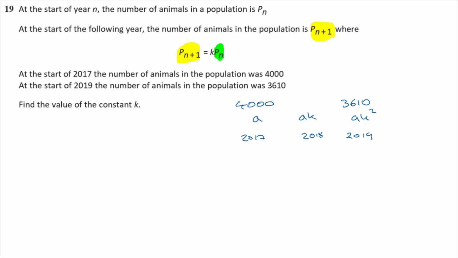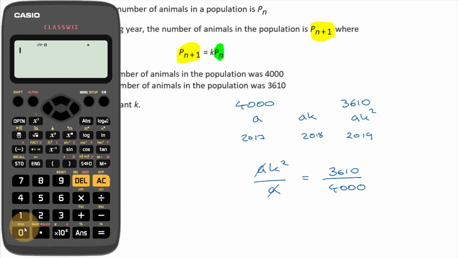So if I take ak squared and I divide it by A, I should get k squared, shouldn't I? So ak squared is 3610. A is 4000. So divide that by that. I'm left with k squared. So what's that? I'm just going to tap it into my calculator, see if it can simplify that fraction a little bit for me. Well, a little bit. That's 361 over 400. I was hoping it might cancel it down a little bit more than that. I think I could have managed to scratch a zero off myself. Calculator, thank you very much.